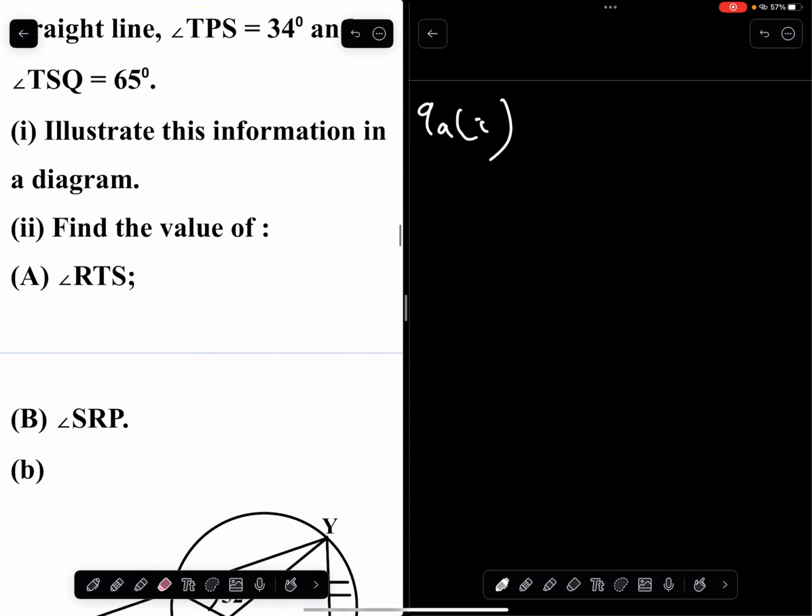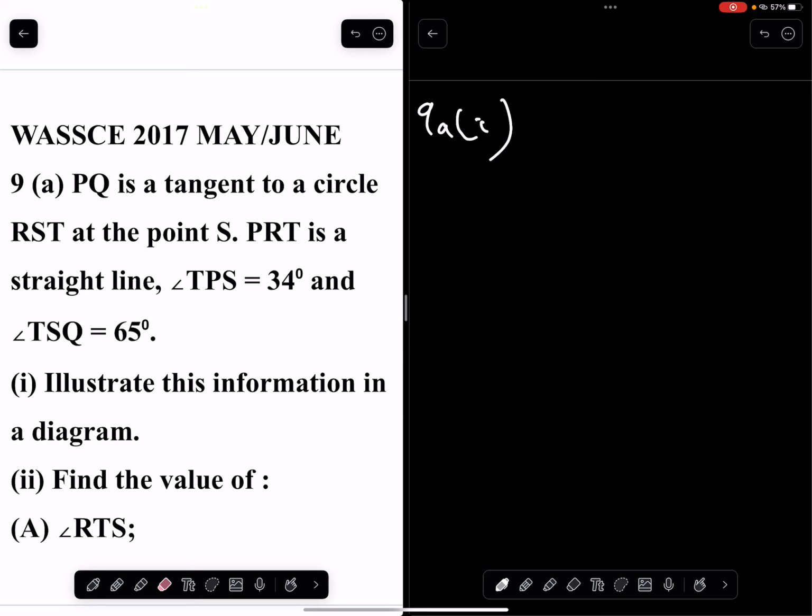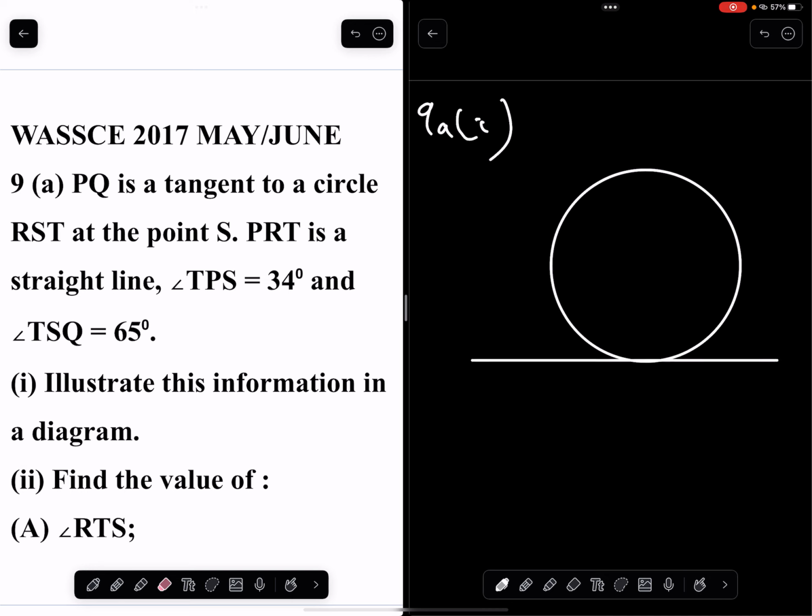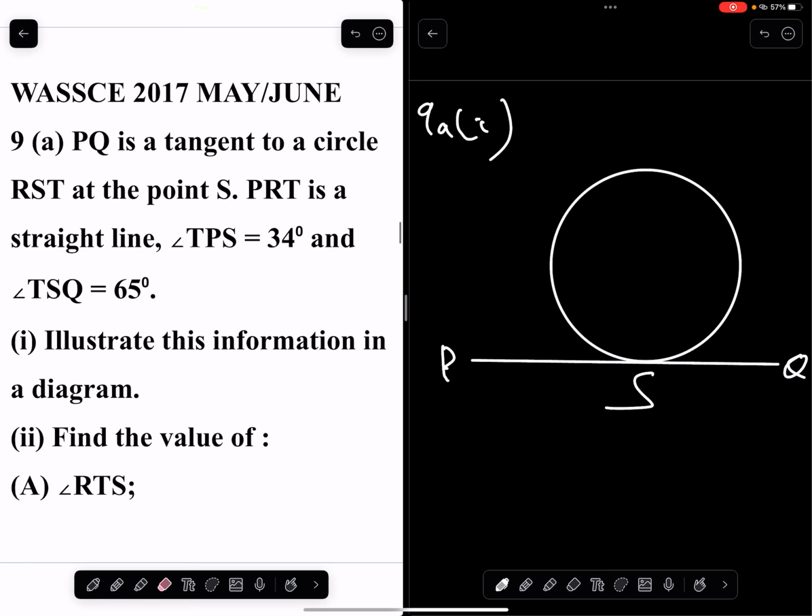Okay, let's take A first, Roman figure 1. Now, let's have a circle. That's a circle. And this is a tangent to the circle. The tangent is PQ, and the point of contact of the tangent is S. Now let's read further. PRT is a straight line. That means if this is R and this is T, PRT is a straight line.